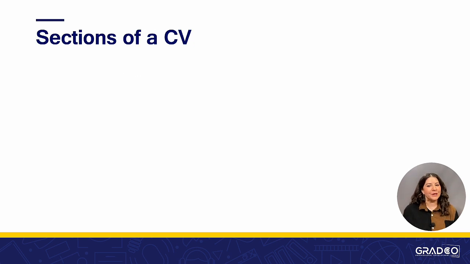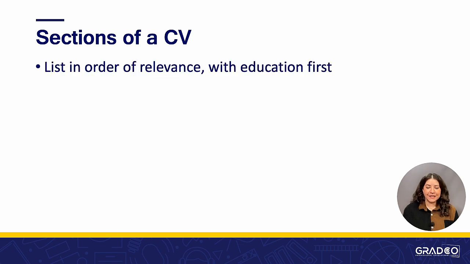Let's talk about what to include on your CV and how to organize that information. The key principle is to list sections in order of relevance, with education always coming first. For example, if you are applying to a faculty position at a primarily undergrad institution where your job responsibilities will be mainly teaching, you should list your teaching experience immediately after your education. On the other hand, if you are applying to a research-focused faculty position at an R1, you would want to list your research experience and grants and fellowships first.